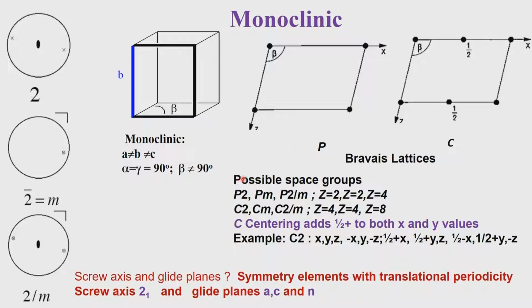That possibility is to use additional symmetry information. The additional symmetry information we have can come from screw axis and glide planes. We already mentioned screw axis and glide planes. These are symmetry elements with translational periodicity. The screw axis is represented as 2, 1, and the glide plane is represented as A, C or N. We will discuss this independently and individually in the next coming slides.